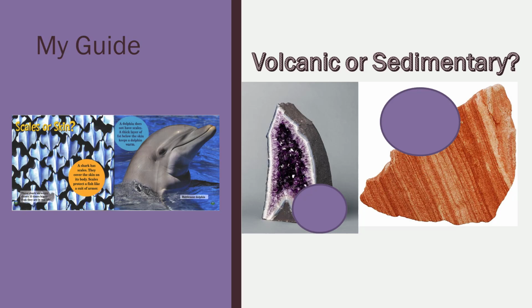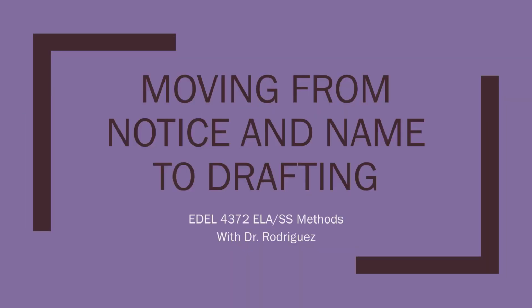Well, I'm talking about rocks, not mammals or fish, so I'm going to change my title to volcanic or sedimentary, since I'm talking about the types of rocks. Next, I'm going to mimic the bubbles that have facts in them. And so on my geode, which is a volcanic type of rock, I might put that this rock is formed deep in the earth. And on my sedimentary bubble, I might put that this rock takes thousands of years to form with layer upon layer upon layer. So now it's your turn.